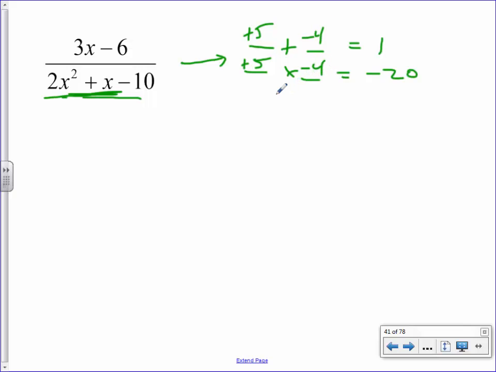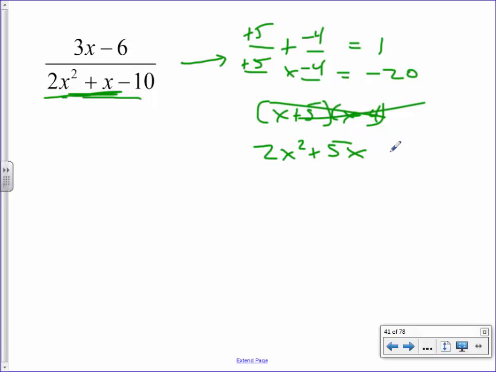Okay, so we still need to finish the factoring part of it, though. By the way, the answer is not x plus 5, x minus 4. Don't do that, because there's a 2 in front. So 2x squared plus 5x minus 4x minus 10. I'm going to switch my order so it's easier. Okay, switch the order if you want.